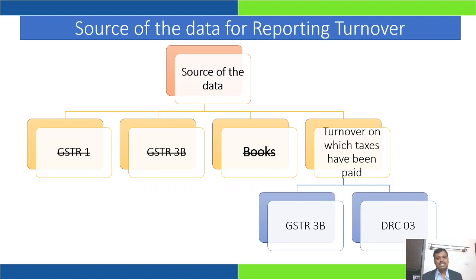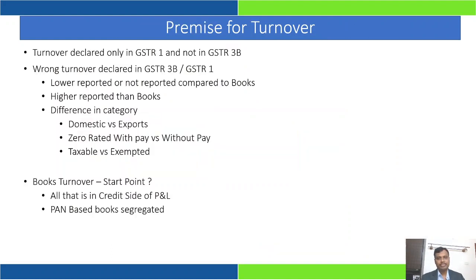Likewise, people may ask: what about exempted turnover if it is not reported? Now, exempted turnover has no liability to pay taxes. Having said that, you can very well go ahead and report all the exempted turnover which was missed in reporting, either in GSTR 1 table 8 or in GSTR 3B table 3. So, for the turnover where the tax is applicable, you would only report the turnover where the taxes are paid. So the premise is to get the turnover that is declared on which the taxes have been paid.